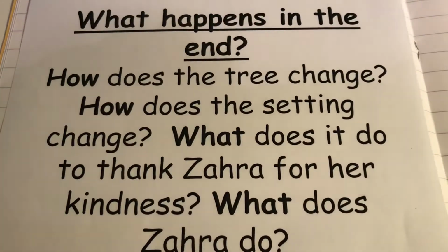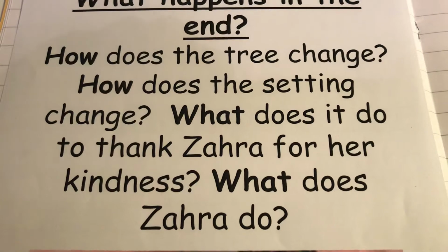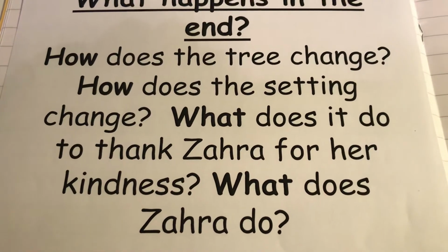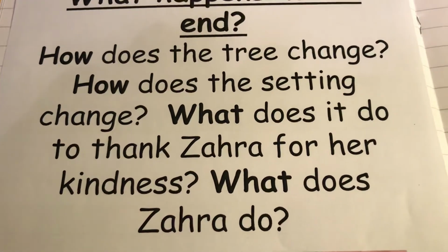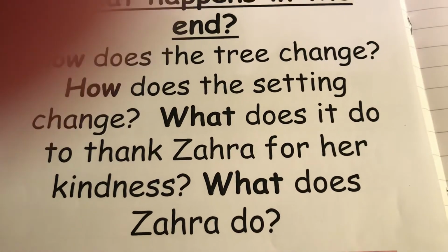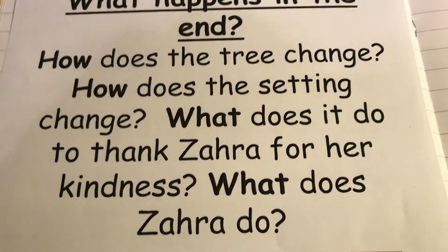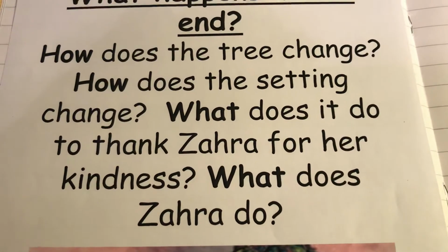Year 2. Today we're writing the ending to our story. So we're writing about this amazing transformation that happens to the tree as well as the ground that surrounds Zara while she sleeps. So we're going to be thinking about these questions today. How does the tree change? How does the setting change? What does it do to thank Zara for her kindness? And what does Zara do? So we're going to be thinking about those questions as we write today.